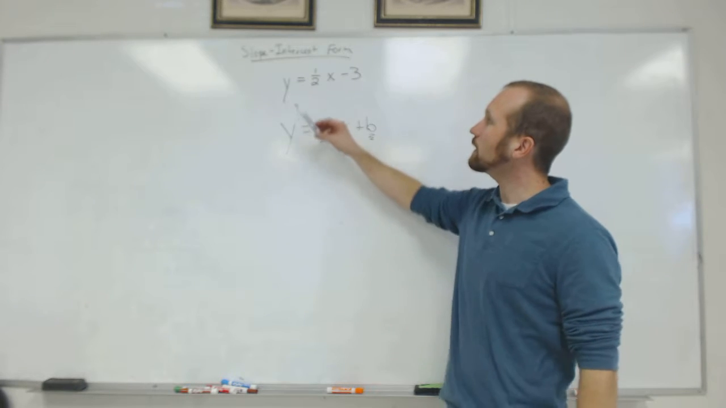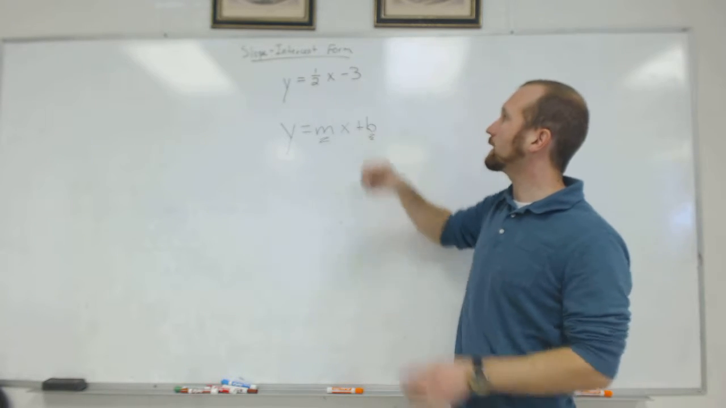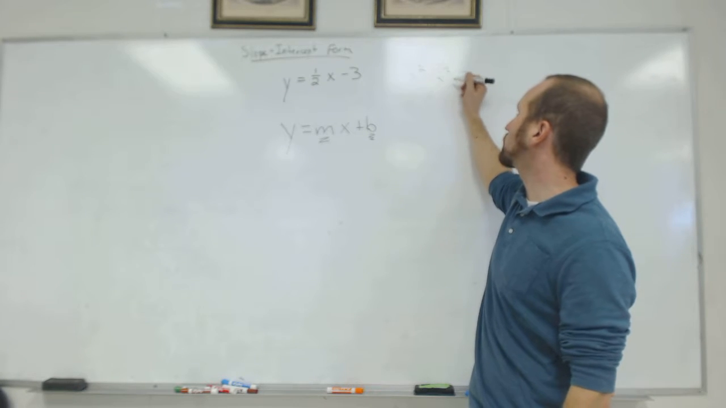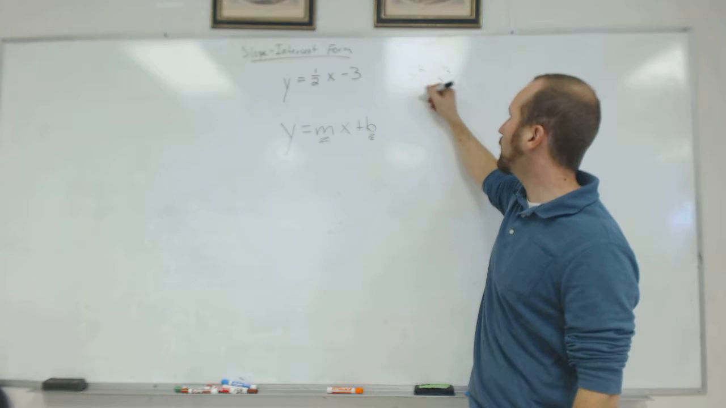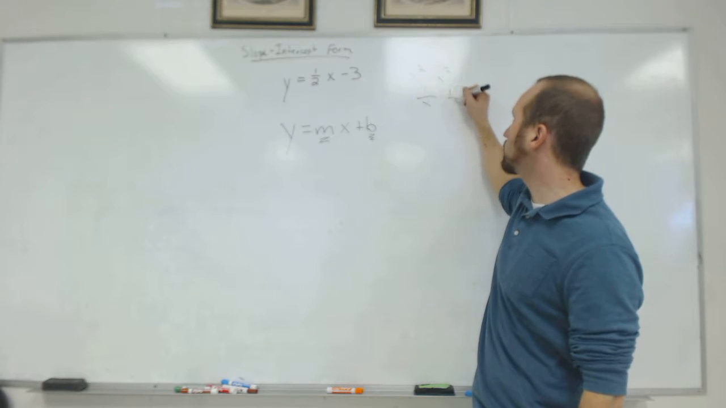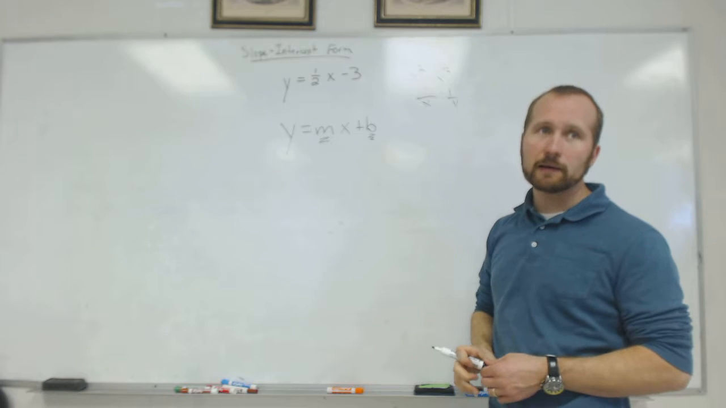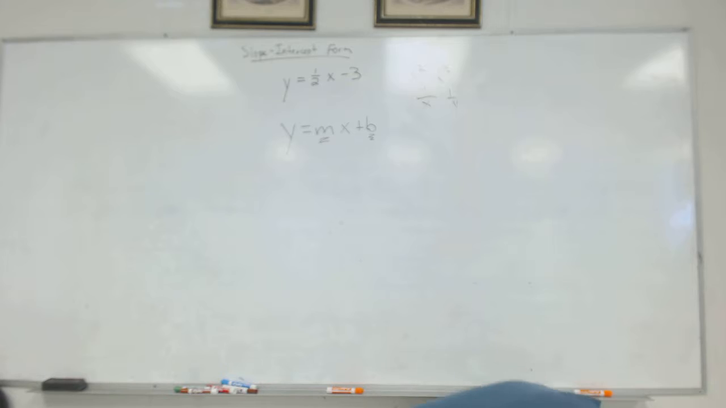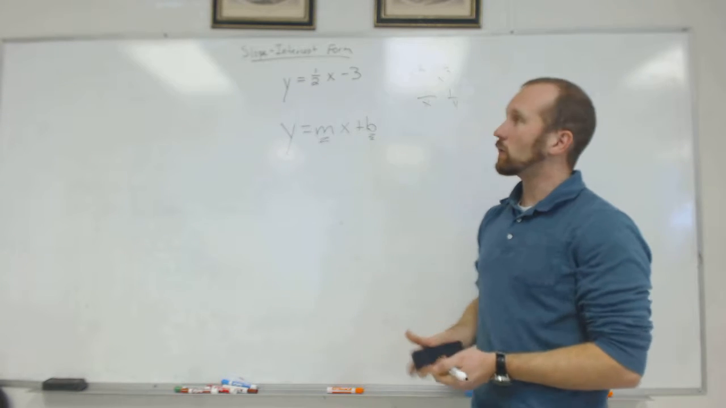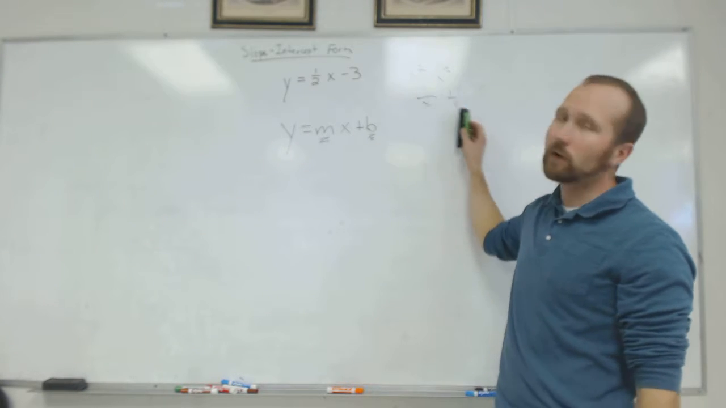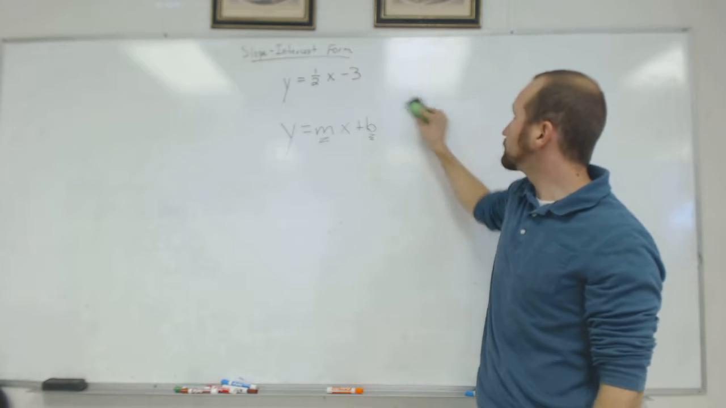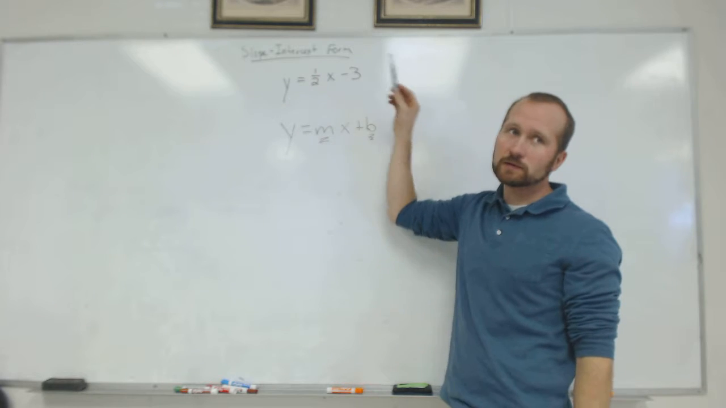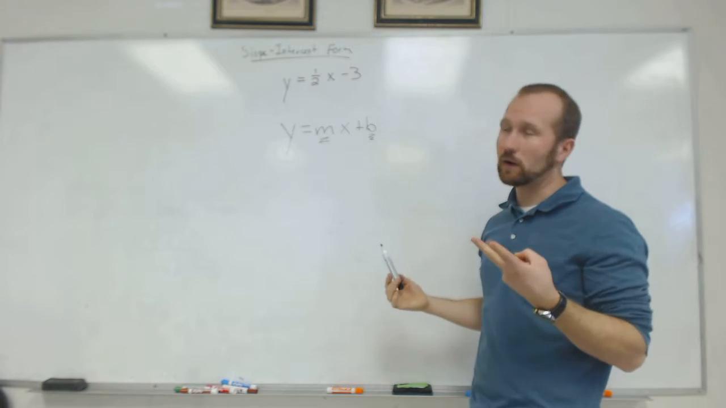And how do we know it's a line? Remember, lines have y and x, but they never have x squared or x to the third or anything like that. And they never have 1 over x or 1 over y or anything like that. So it's a line as long as our x and or our y don't have a power and aren't in the denominator. So slope-intercept form, y equals, and it's a line. Those are kind of the two requirements.